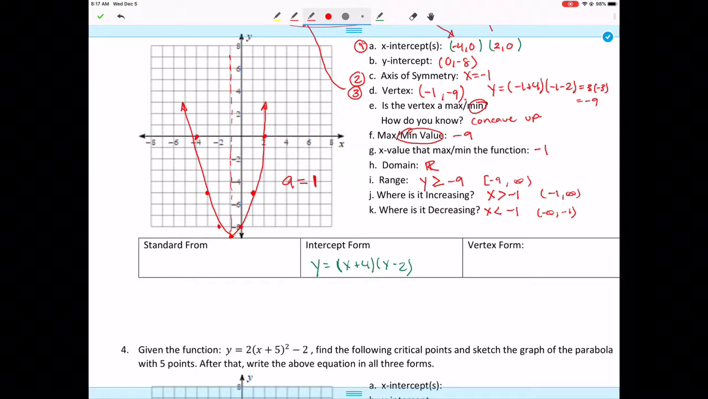All right, so we want to find the standard form. The easiest way to do that is to distribute intercept form. So I'm going to distribute. That gives us y equals x squared minus 2x plus 4x minus 8. Combine like terms. That gives us y equals x squared plus 2x minus 8.